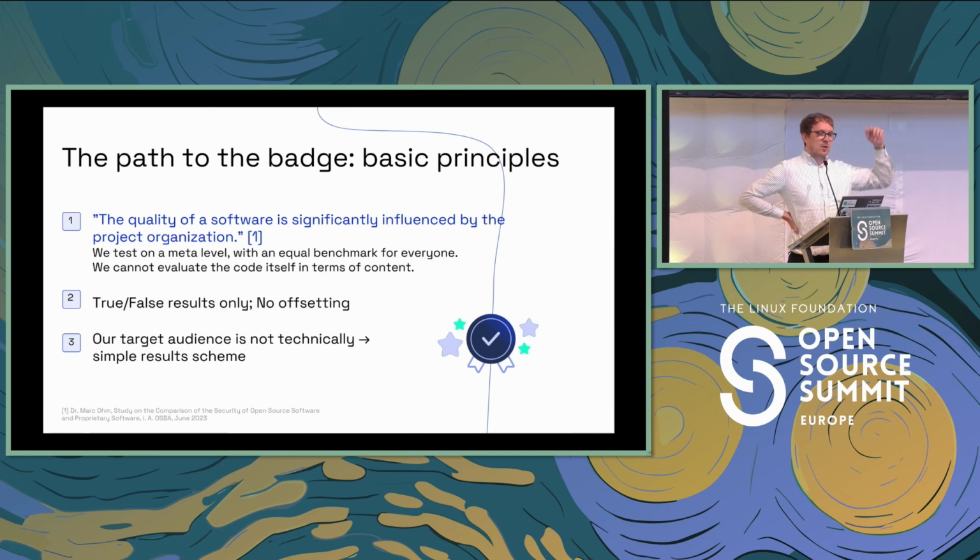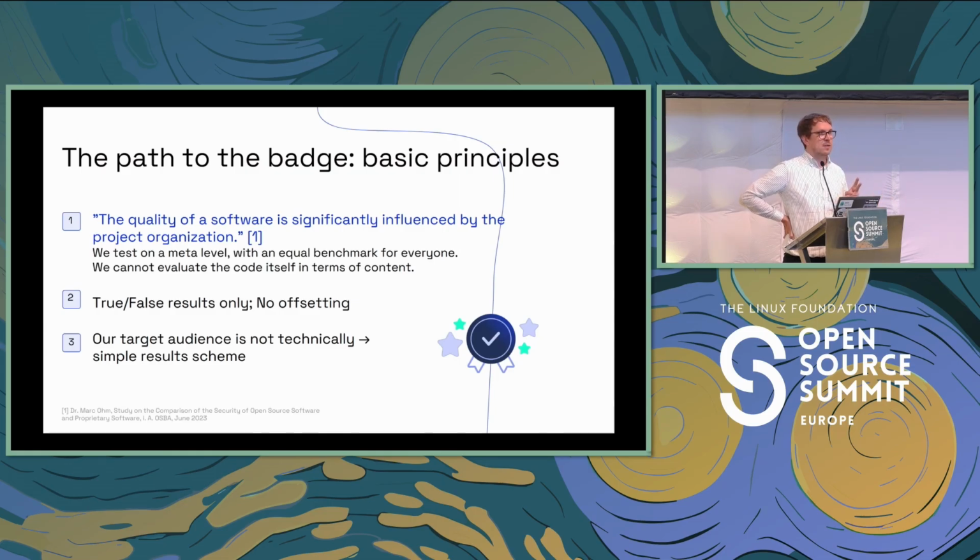So we test on a meta level with always equal benchmarking for everyone. It's the same for everyone. And we don't evaluate the code itself. It's not like we're looking at the code and saying this is good quality or nice or good coding or not. It's more that we need to have an automated and scalable approach.